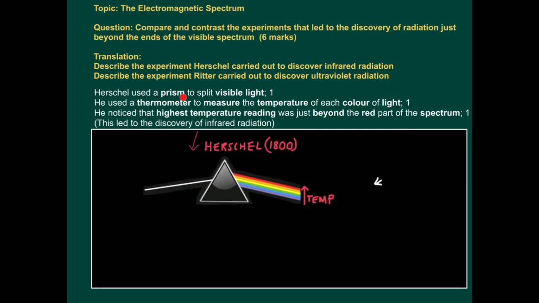So he used a prism to split visible light into its spectrum of colours. He used a thermometer to measure the temperature of each colour of light, and he noticed the highest temperature was just beyond the red part of the spectrum.